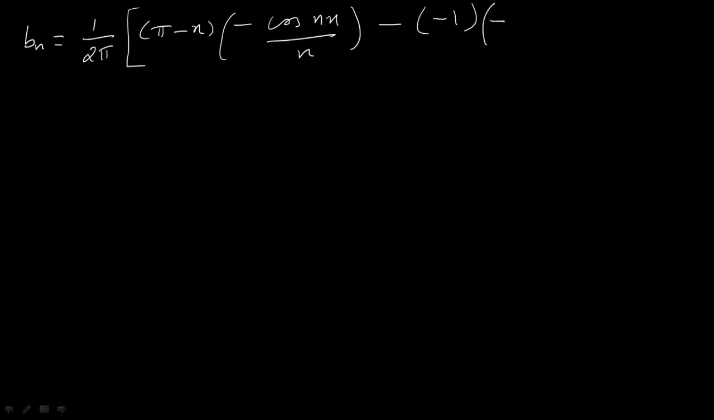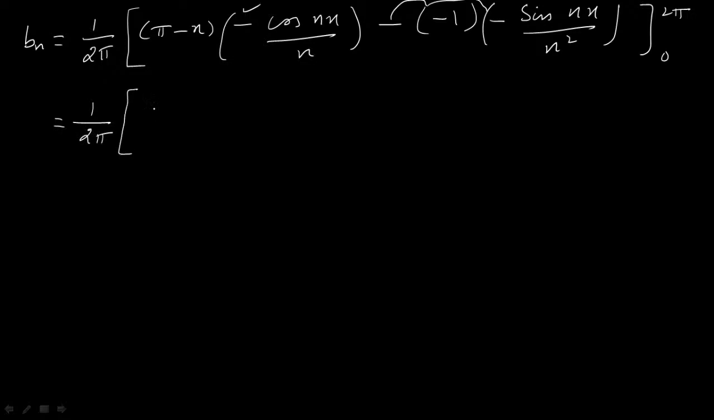That is minus sin nx divided by n square with the limit from 0 to 2 pi. Now let's simplify the symbols to simplify our calculations. So here we have only 1 minus. So in the next step, 1 by 2 pi, you take the minus to the beginning. Okay. So minus pi minus x cos nx divided by n.